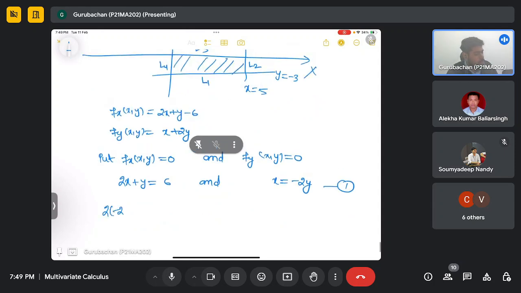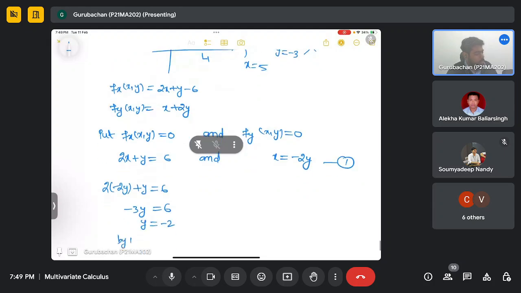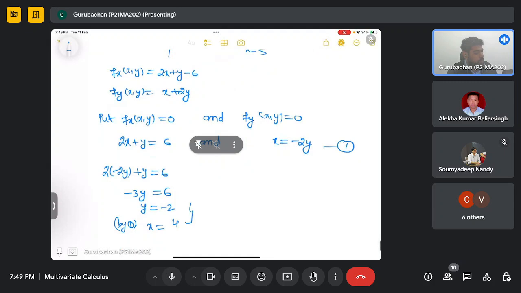This will give us 2 into minus 2y plus y equal to 6. This will give us minus 3y equal to 6. This will give us y equal to minus 2. And by equation 1, we can say that x will be equal to plus 4. So I think someone also told that 4 comma minus 2 is a critical point. The critical point is correct.